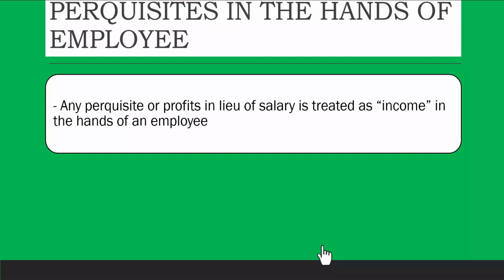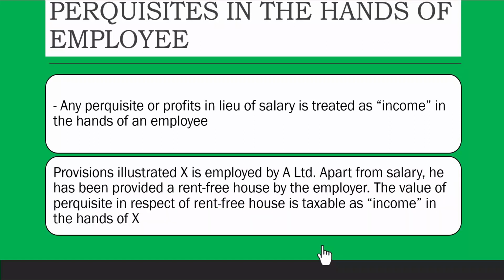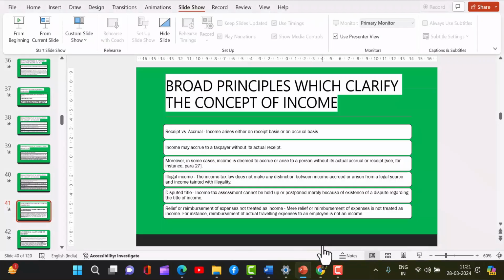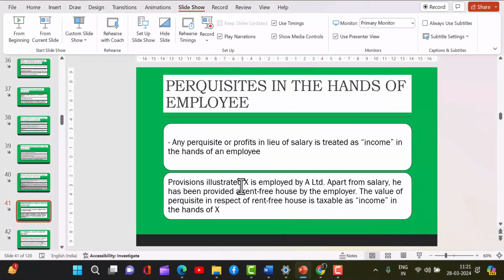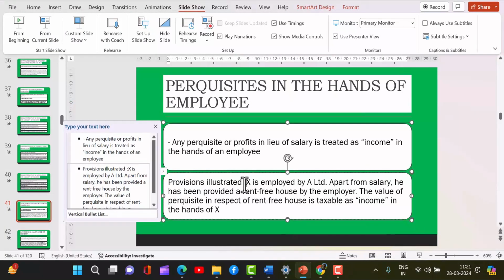Any perquisites or profits in lieu of salary is treated as income in the hands of an employee. Provision illustrated: X is employed by A Limited. Apart from salary, he has been provided a rent-free house by the employer. The value of the perquisite in respect of the rent-free house is taxable as income in the hands of X. So this is the example given to illustrate that.